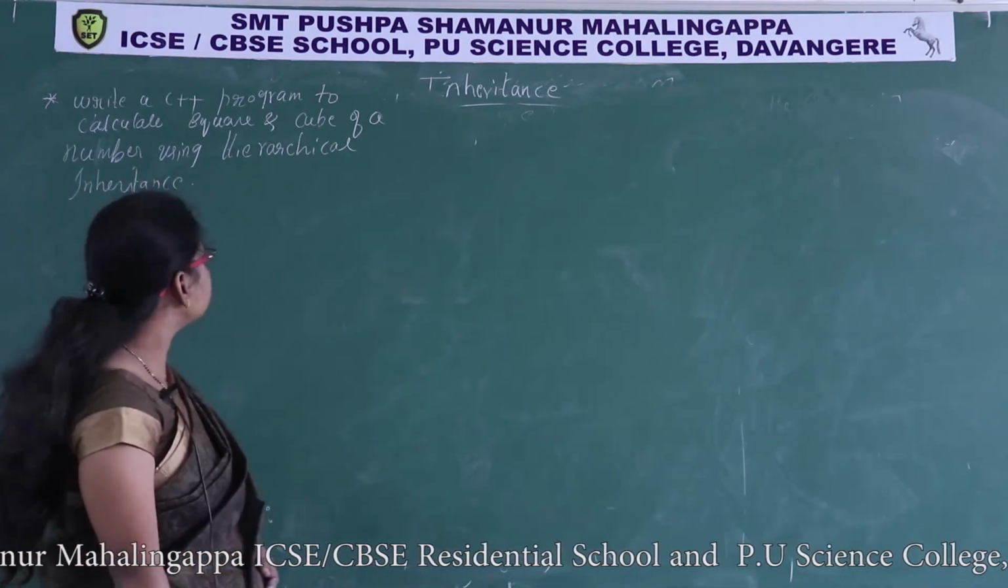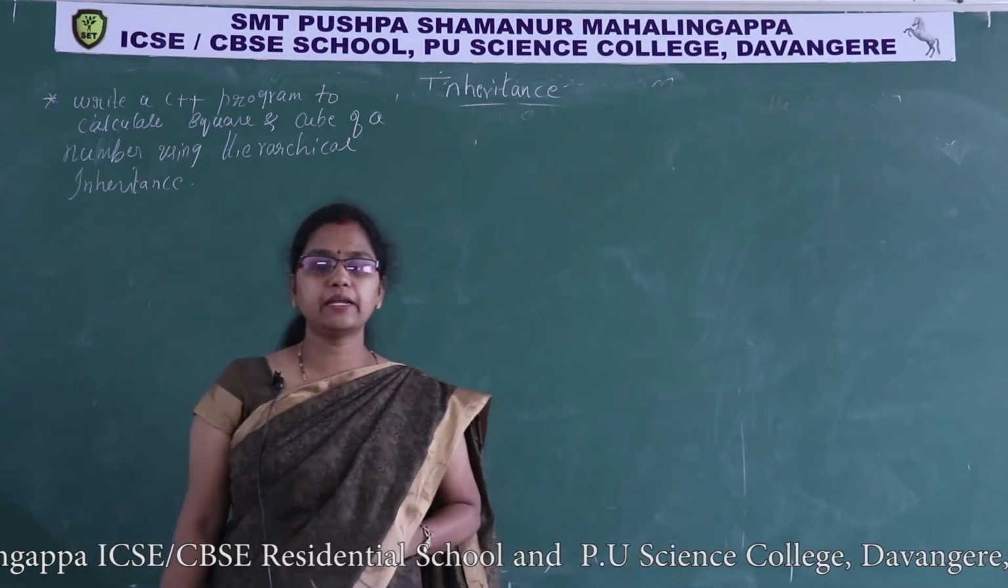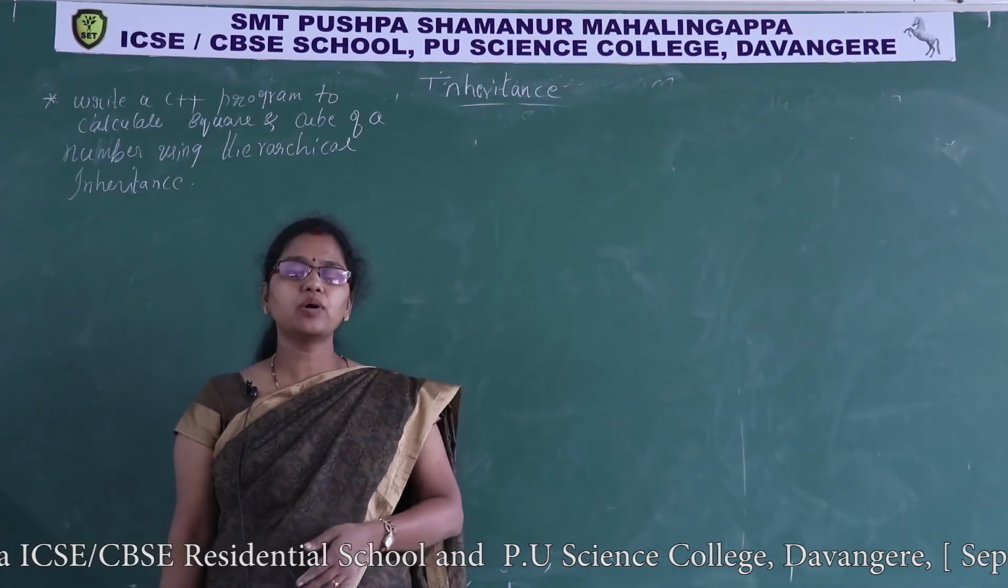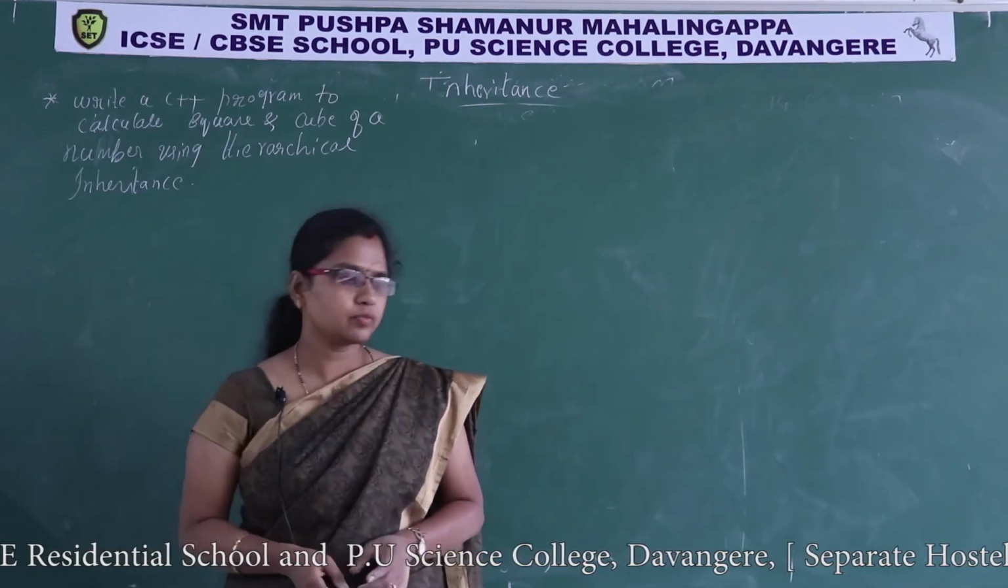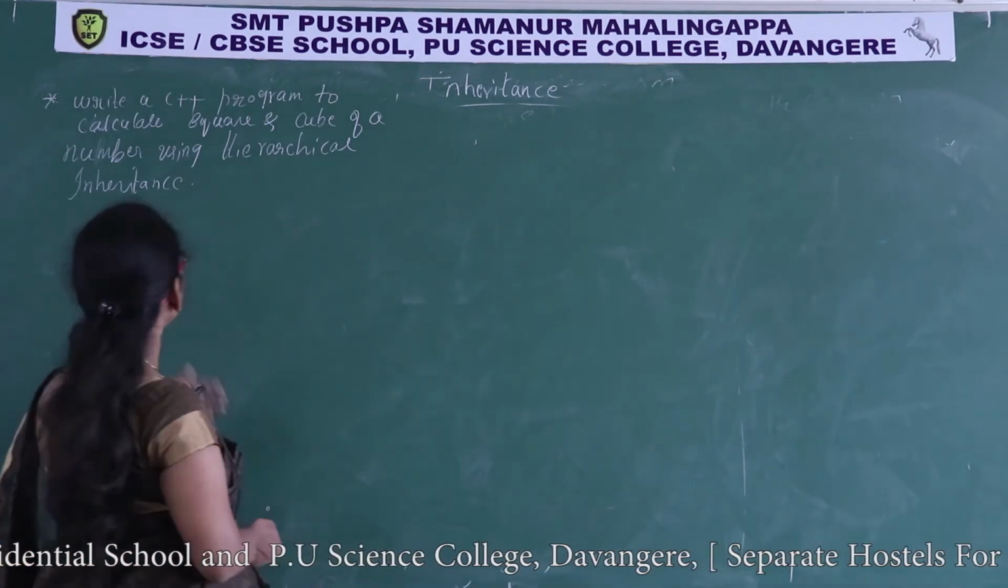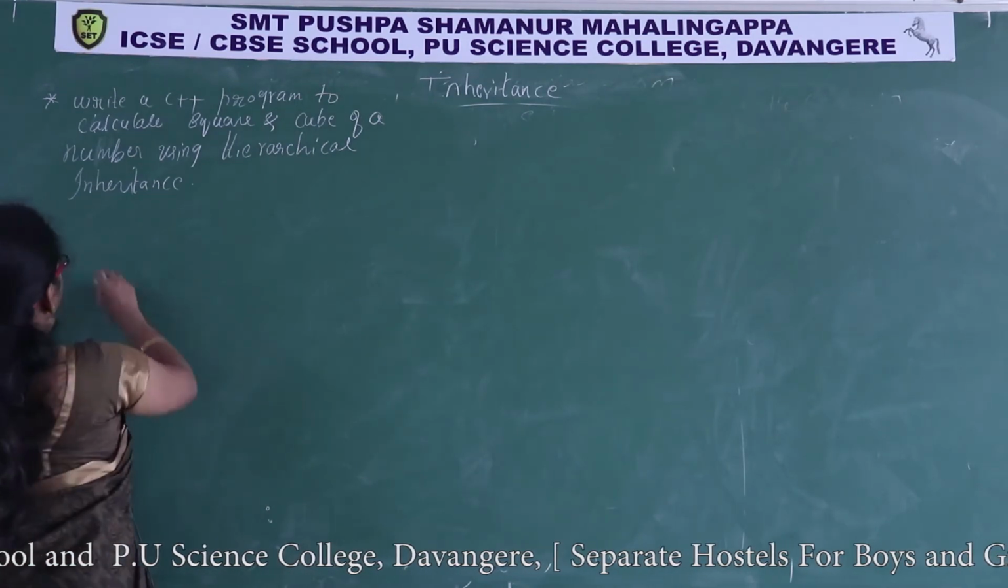See, before writing this, let us glance once what is hierarchical inheritance. Hierarchy means tree structure. Two or more classes are derived from a single base class. So we can write this program in different ways. Okay, I'll write in one method.